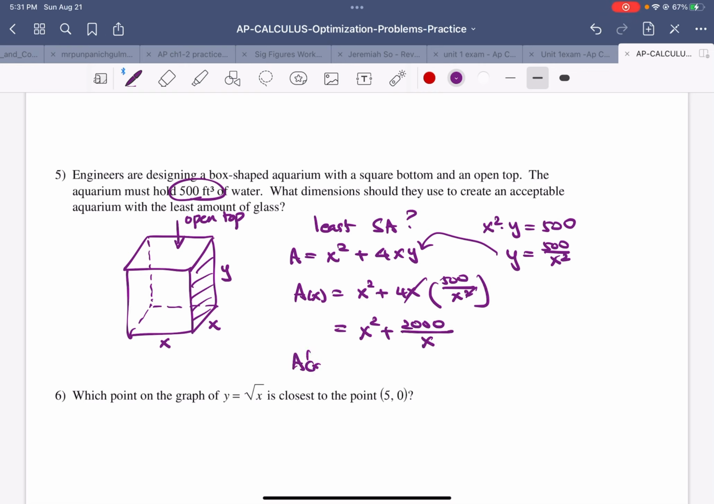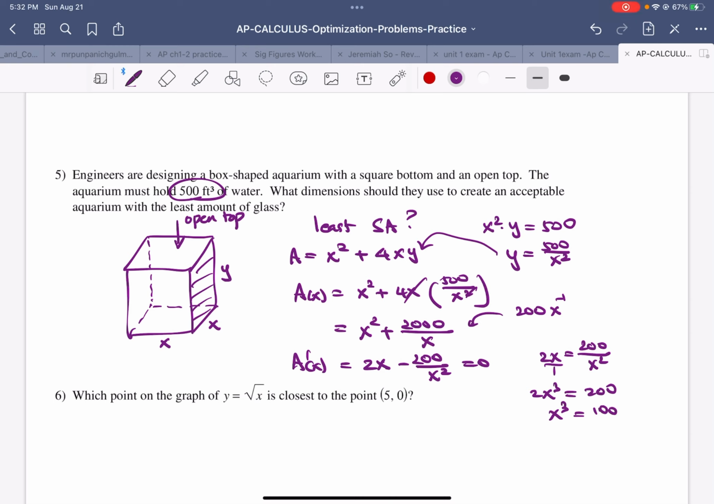Now let's take a derivative to find the critical value. So 2x. And this one, before you take a derivative, you can change it like that, okay? Then you don't have to use quotient rule. So when you do this with power rule, minus 2000 times x to the negative 2, so that means over x squared, okay? Set this one equal to 0. Now, let's solve for this one. Then 2x equals 2000 over x squared. So when you cross multiply, 2x cubed is 2000.